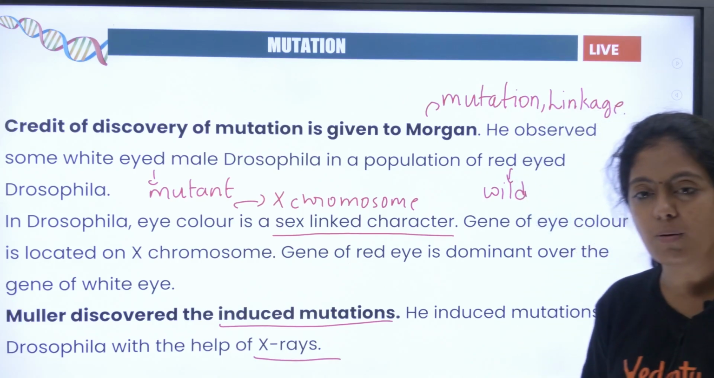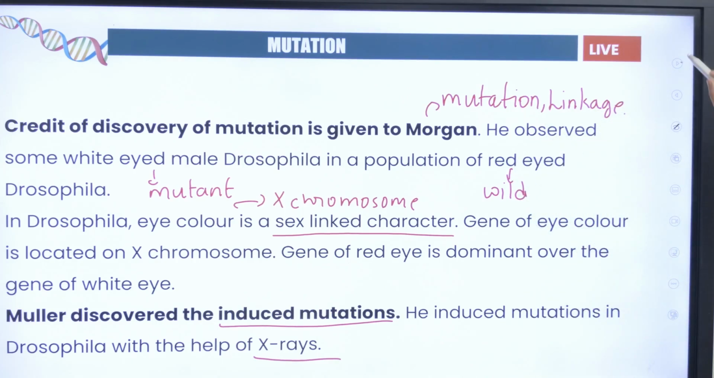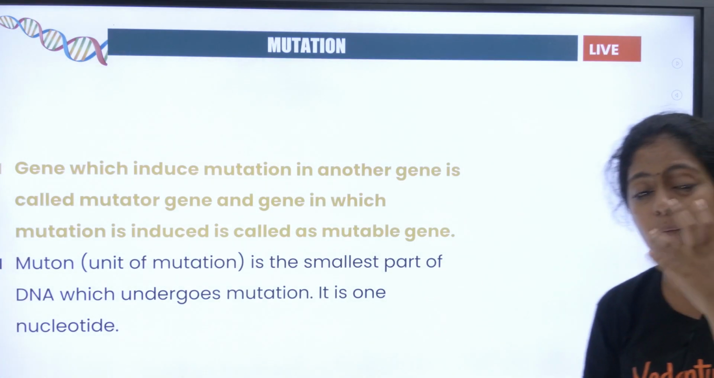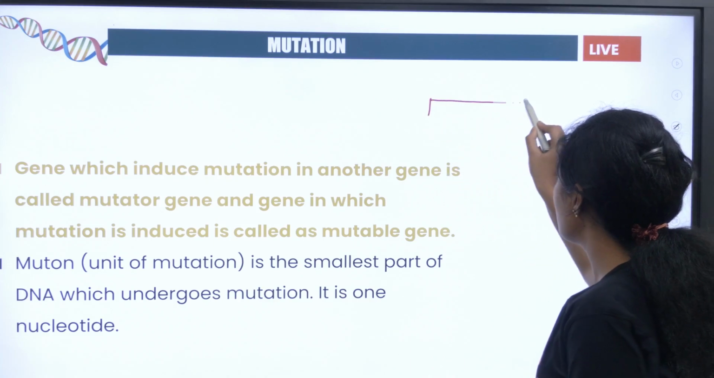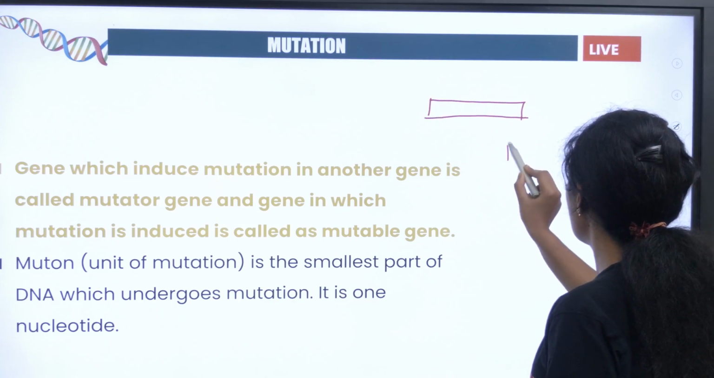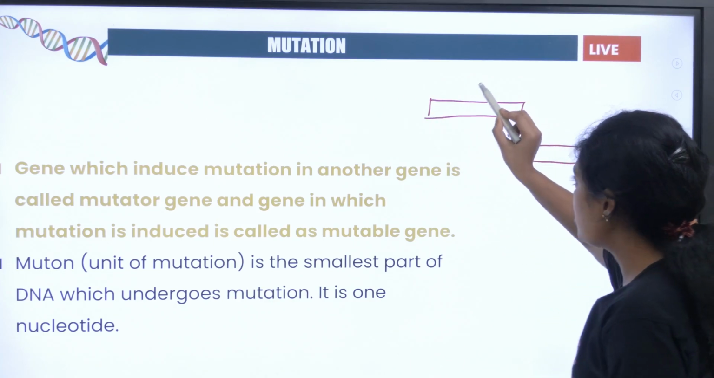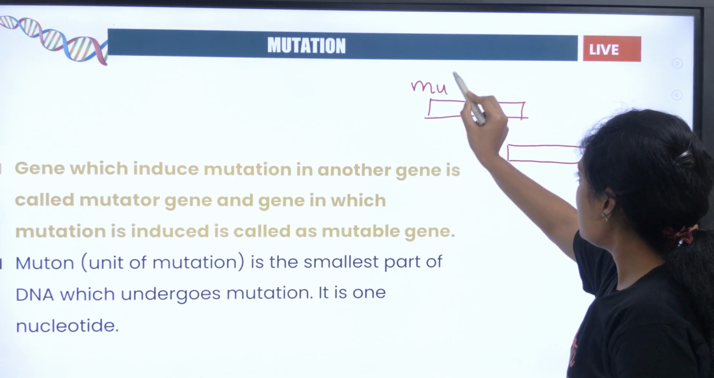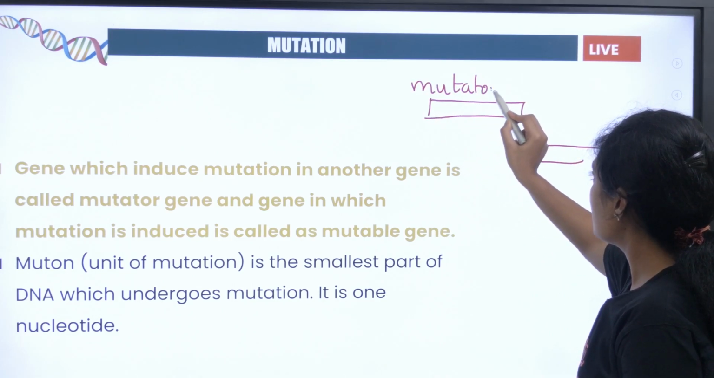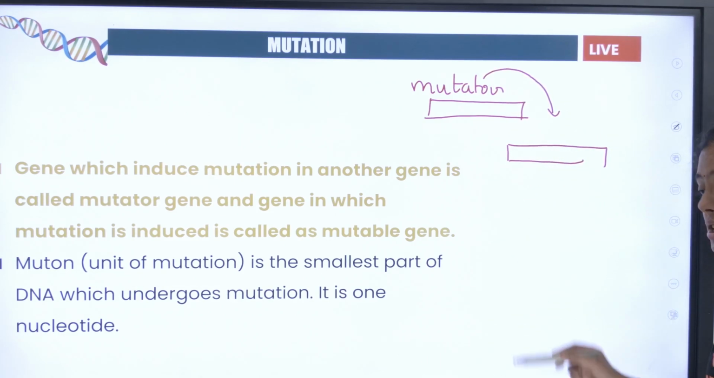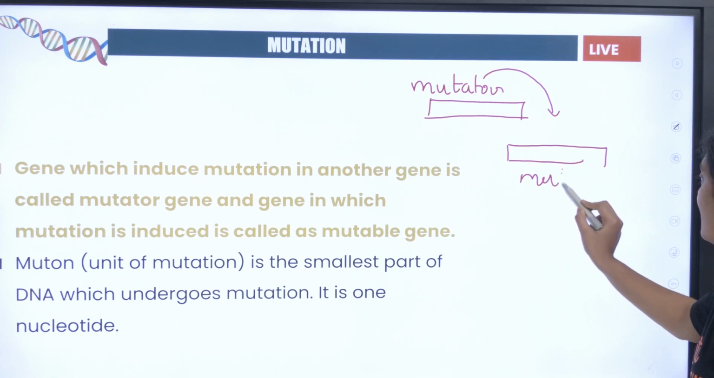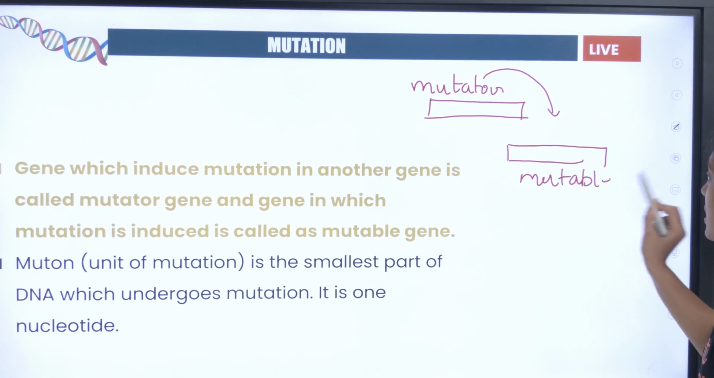Very important point. Now let's try to understand what a mutation is. We have a mutator gene and a mutable gene. This gene is called the mutator. This mutator gene induces mutation on another gene. That gene is called the mutable gene.